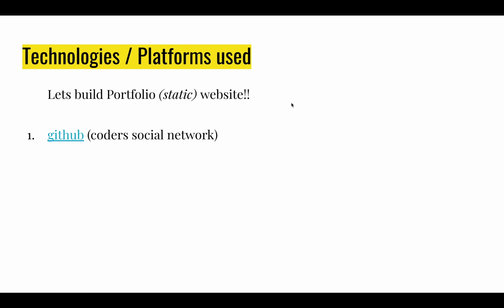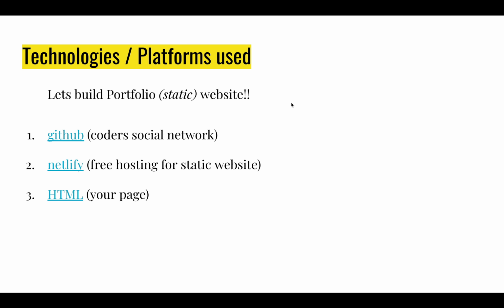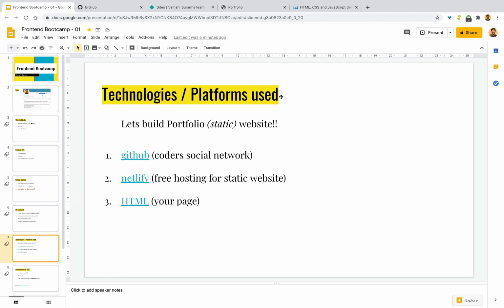So the platforms we are using is GitHub. GitHub is like a social network for coders where you have code bases written by people and collaborating on each other's work. And then we use Netlify for hosting this static website, and then your portfolio website content, that is your HTML. So let's build your static website.